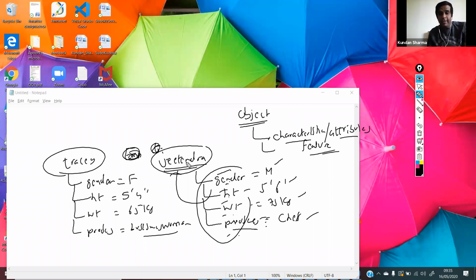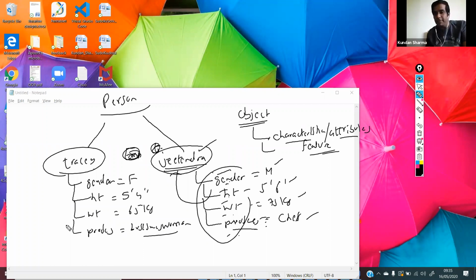Again, Jitendra is something which I can physically see. I can see that Jitendra has these attributes. Tracy also has these attributes. But what is common among these two? The common thing is I can generalize these two and I can call them a person.